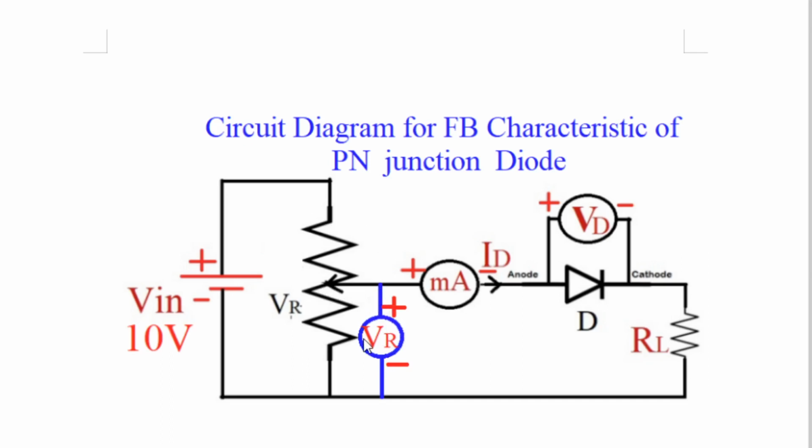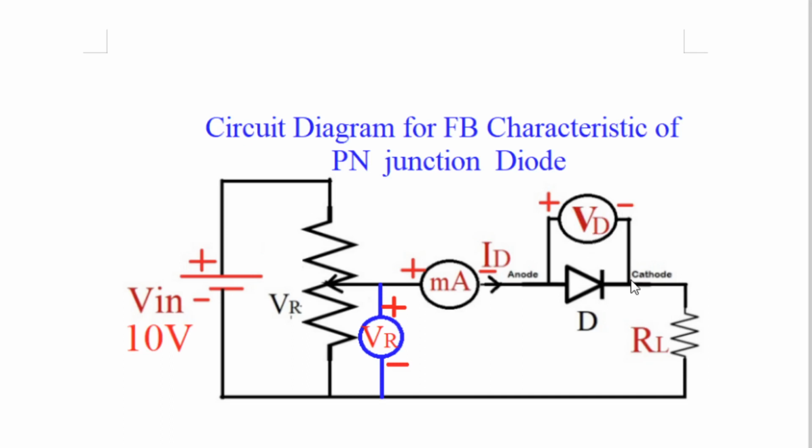And here, when you change this terminal in the upward or downward direction, this voltage changes. The voltage will change from 0 volt to 10 volt, because our maximum input is 10 volt. Now we'll vary this wiper of the variable resistor, which is also called the variable terminal, and we'll measure this voltage, the current, as well as the voltage across the diode.